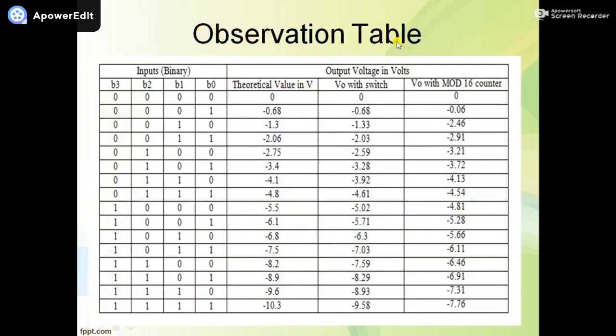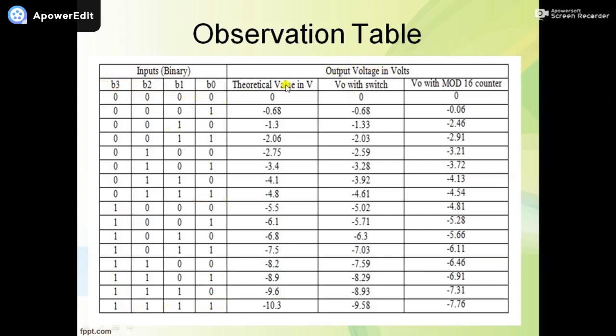So this is the observation table. In the first column we are considering the binary, digital input signal. B3 is MSB, B0 is LSB, and for the 4 variables we are getting a total of 16 combinations, from 0000 to 1111, that means 0 to 15 combinations for the 4 digital input variables.